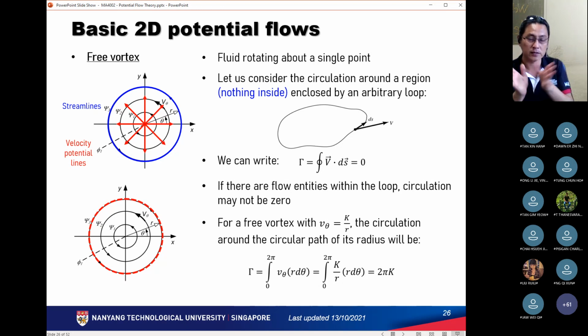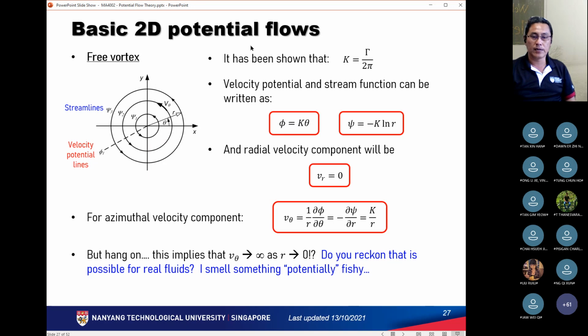So for a free vortex, clearly, because the fluid is only spinning around, V_R must always be equal to 0, because there's no radial velocity component, because flow is not coming out from a point. In this case, the only non-zero velocity component will be the tangential velocity, because it's going around in a circle. So we're talking about the tangential velocity along the circumference of the circular streamline.